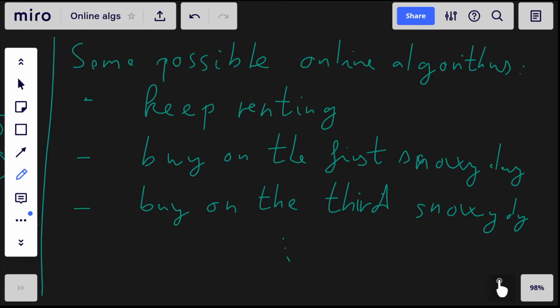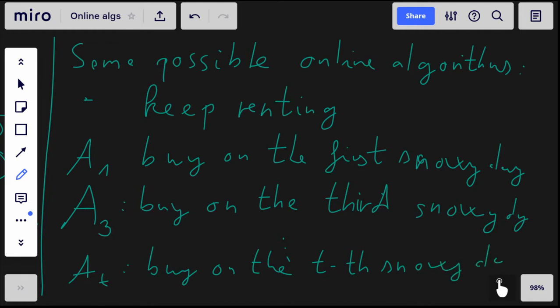Now, these algorithms are usually denoted by large A for this problem, with an index of the day on which we decide to buy. So in general, A_T will buy on the T-th snowy day. So A3 buys on the third, A1 buys on the first, and as an extension, A infinite is used to denote this keep-renting algorithm.